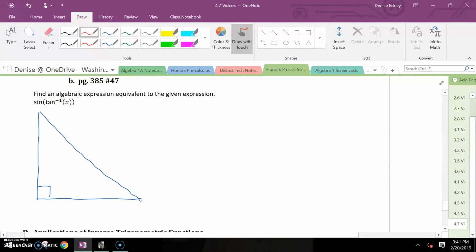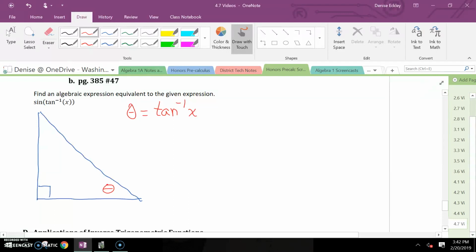Page 385, number 47, we're asked to find an algebraic expression equivalent to the given expression. That expression is sine of the inverse tangent of x. So what you want to remember is that theta, which we'll put right here, theta is equal to the inverse tangent of x. Because remember, the value of any inverse trig function is an angle.